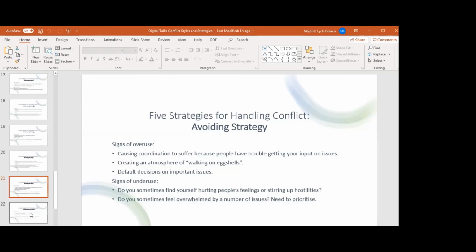Another sign is if you feel that you're completely overwhelmed by the number of different issues and decisions you have to make all the time. That might be a sign that you're not really able to prioritize what's most important for you. And if you have prioritized them, there might be one, two, or three issues that you're not really that fussed about, and you can just use the avoiding strategy to walk away from that decision.